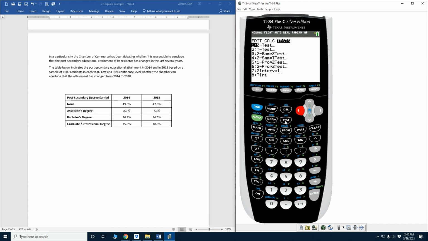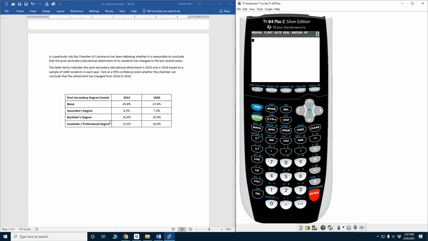Stat, tests. This time to get to the chi-square test, remember it was option D? We can simply select alpha D and we go to the chi-square test. Observed, we put in L1. Expected, we put in L2. Degrees of freedom, now notice we only have 1, 2, 3, 4 categories. That's 3 degrees of freedom. And let's see what happens when we calculate. The calculator is not happy.